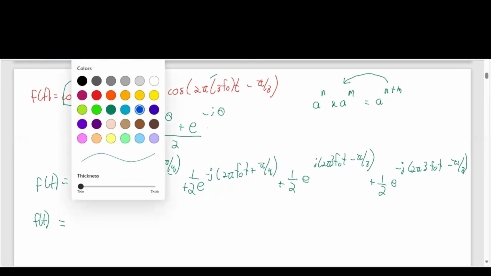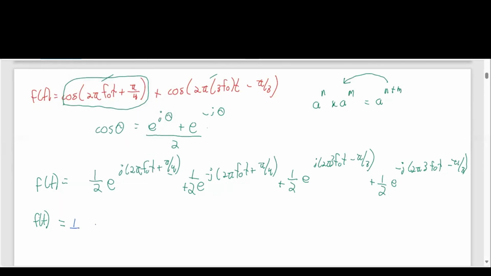For the first piece, you'll end up with a half e^(jπ/4) by e^(j2πf0t). That's the first piece. Then you go again, plus a half e^(-j2πf0t) and e^(jπ/4). So that was this piece and this piece.